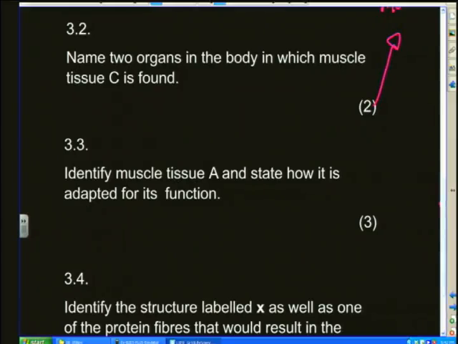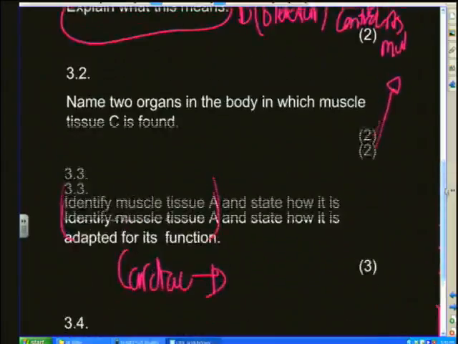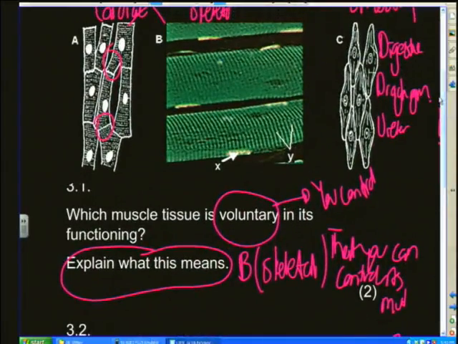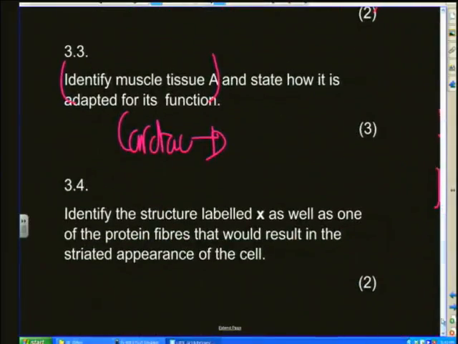Identify muscle tissue A and state how it's adapted for its function. Identify it first, then how is it adapted for it? It is cardiac, and as I said to you, the most important thing is these bridges. Now we need to get a bit biological. I said to you they joined for the rhythm. What are those called? They are called intercalated discs.